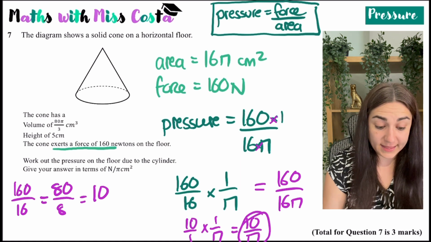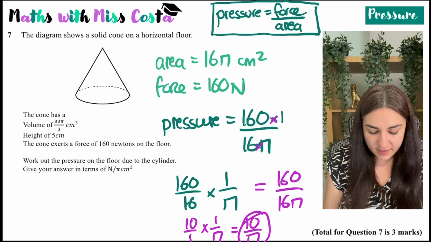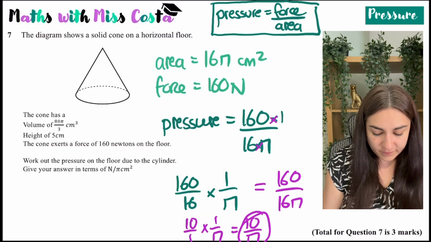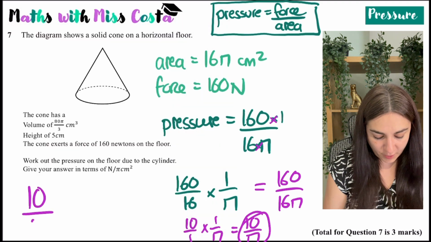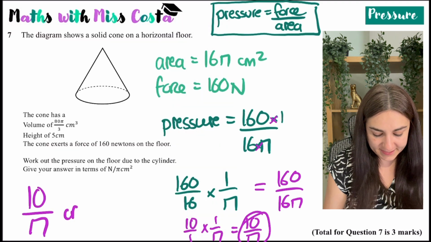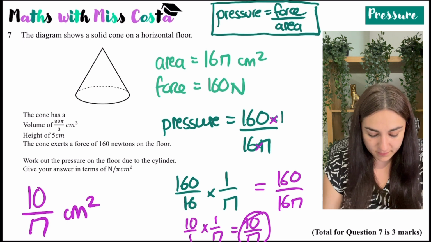Now, this kind of question, let's just write that. So 10 over pi centimeters squared is the pressure.